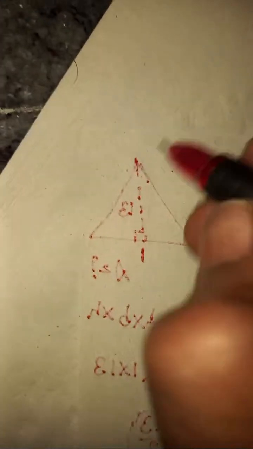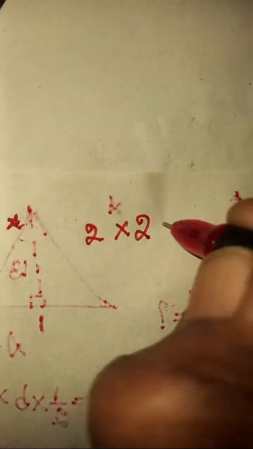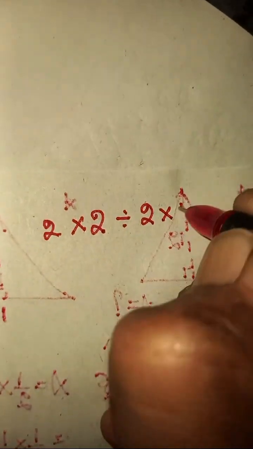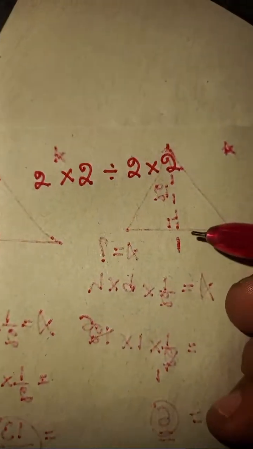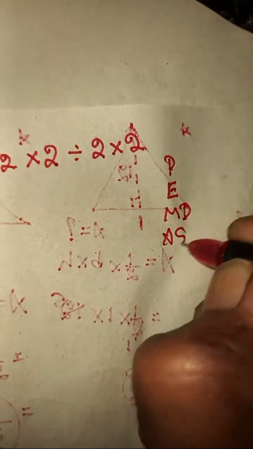Let me do more problems like this. Start with this one. Here they are giving 2 times 2 divided by 2 times 2. Here also use the same PEMDAS rule. PEMDAS means parentheses, exponents, multiplying, dividing, adding, subtracting.